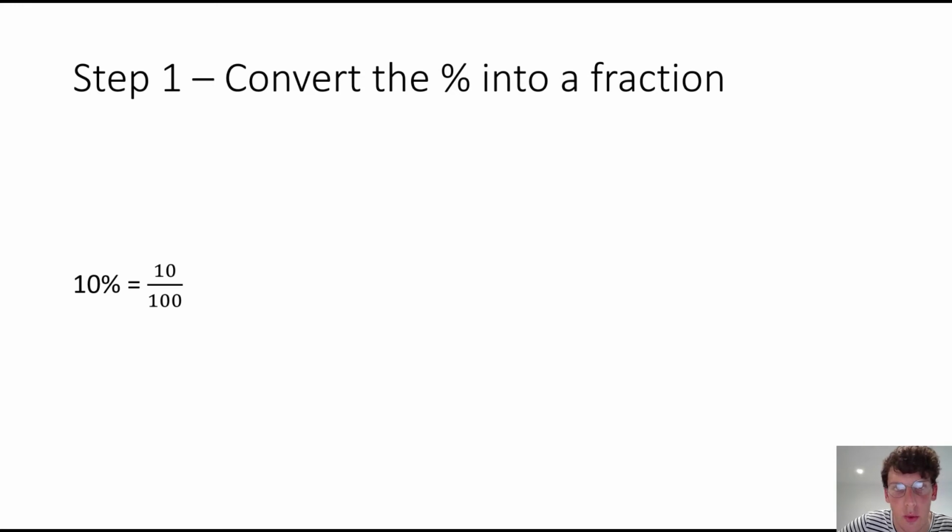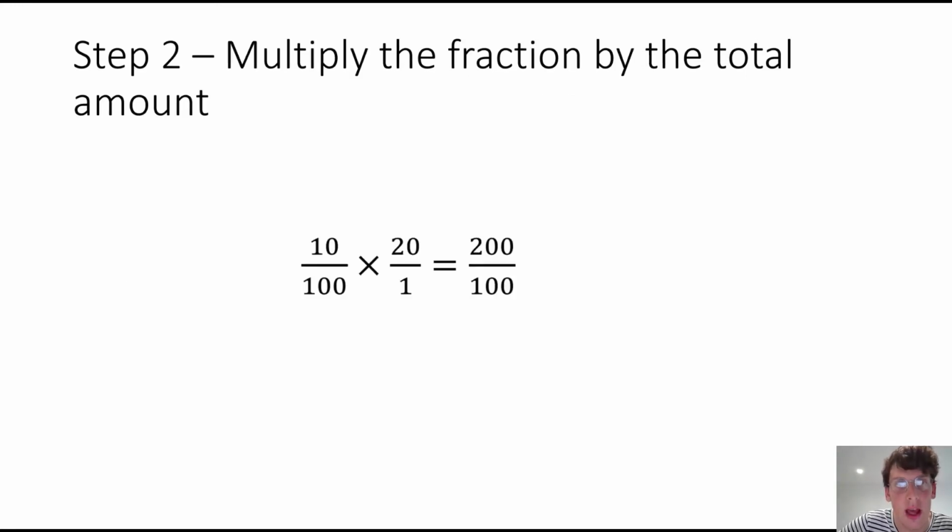Okay, that's step one, to convert the percentage into a fraction. Step two is to multiply the fraction by the total amount. So we've now got our fraction, which is 10 over 100. Now we need to multiply that by our total amount, which is 20, and it's 20 over 1. The 1 is signifying that we have one group, okay? We have one group of 20.